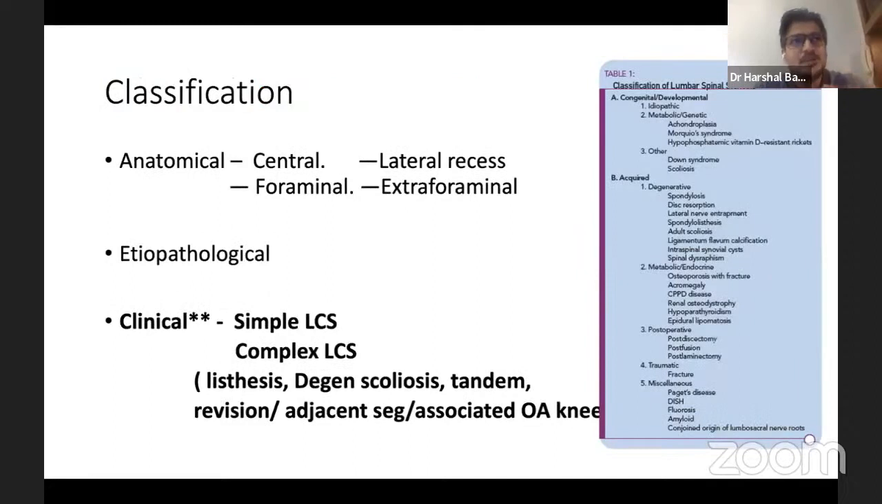LCS has been classified in multiple different ways. Anatomical is the one with central, lateral recess, foraminal, and extraforaminal. There's an etiopathological classification, which is classically described as congenital and acquired. Our discussion largely holds with acquired and degenerative causes. But for me, the most important classification is a clinical classification: a simple LCS and a complex LCS, because that determines my decision making. A complex LCS is one associated with other pathologies like listhesis, scoliosis, tandem stenosis, revision or adjacent segment disease, or associated issues.